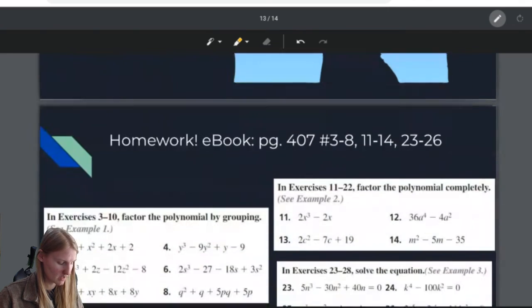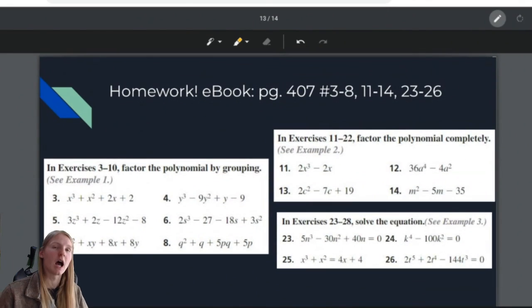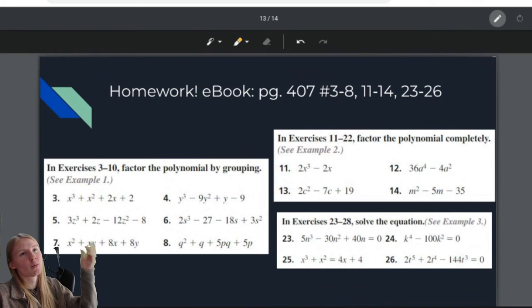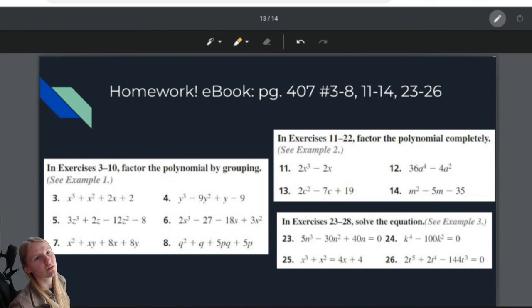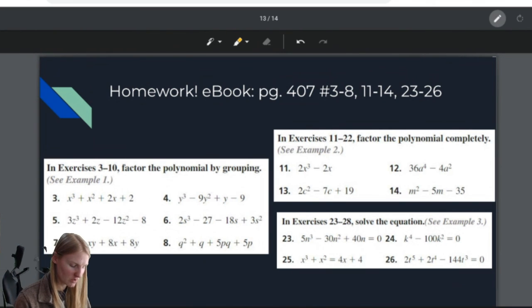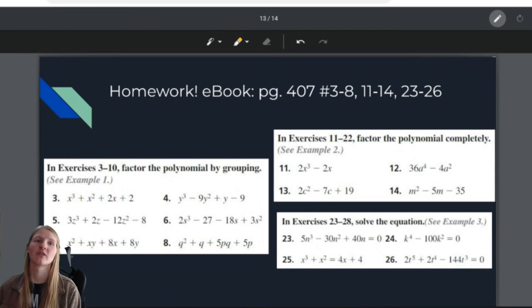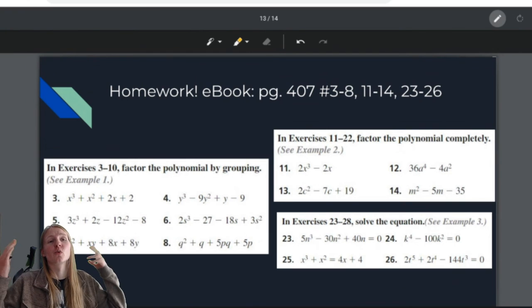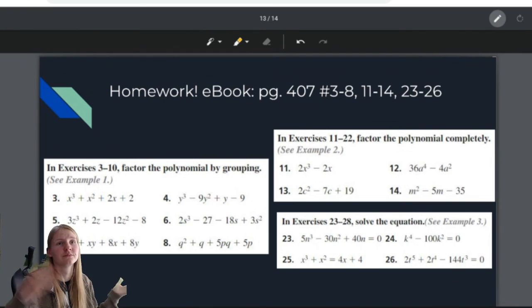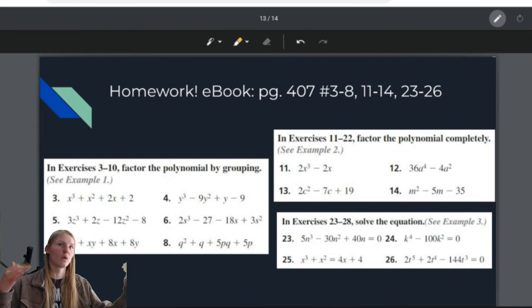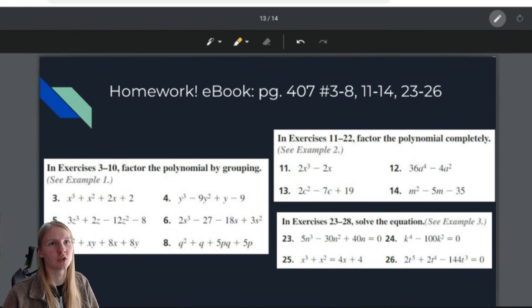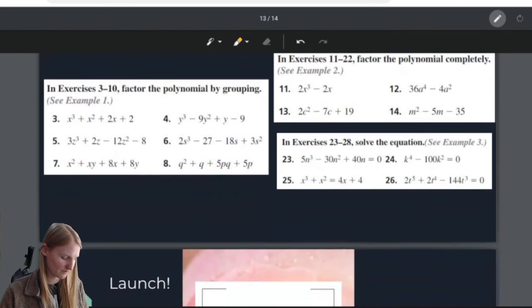Okay, and your homework, I know it looks like a lot, but remember, the more practice we get, the more comfortable we feel with things. So this is your factoring by grouping, this is factor completely, and this is solve by factoring completely. So, practice makes perfect, and remember that this isn't required, so you don't have to do all of it. Hey, just do one of each or something. Do what you want.